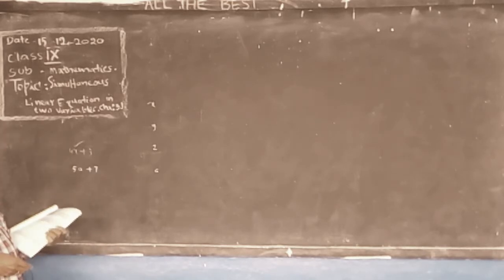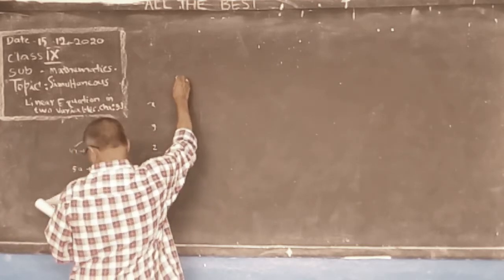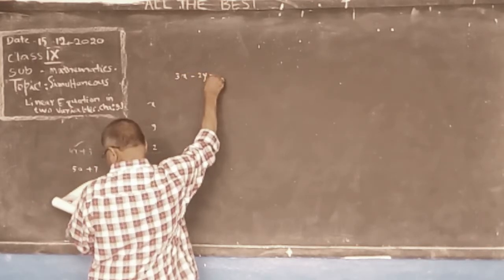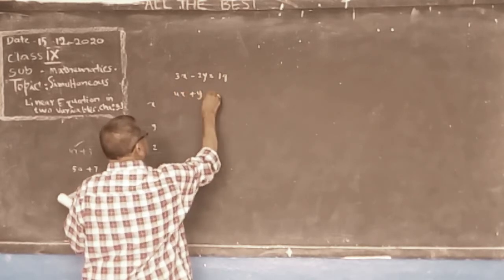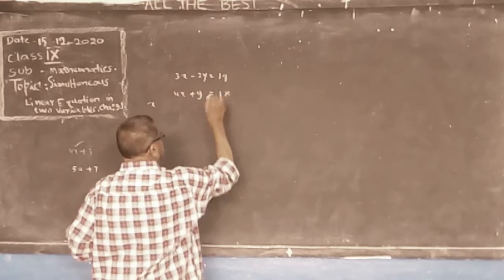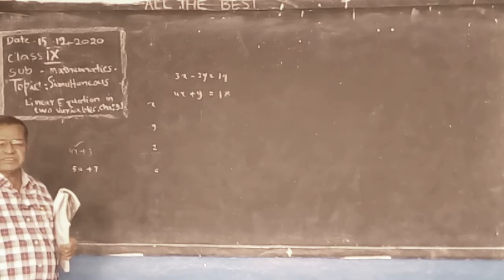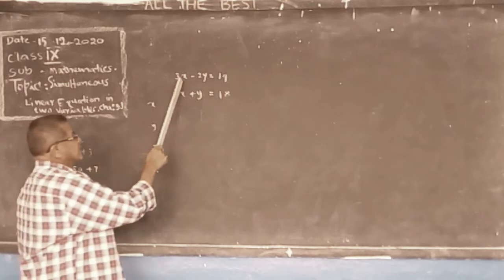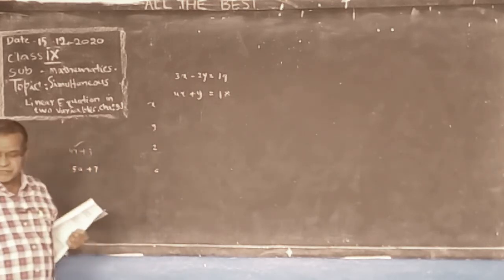Equations are like that: 3x minus 2y equal to 19, and 4x plus y is equal to 18. These are two linear equations in two variables. Two variables means x, y. Here x, y, there are two equations given.